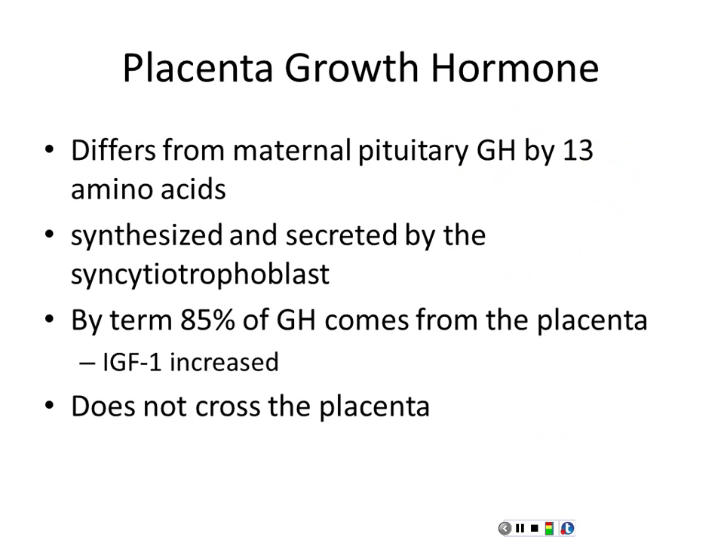So I mentioned before that the growth hormone levels remain stable during pregnancy, even though the anterior pituitary decreases the production of it, and this is because the placenta also produces growth hormone. It only differs from the maternal pituitary growth hormone by 13 amino acids, and it's synthesized and secreted by the syncytiotrophoblasts, and by term, 85% of all growth hormone comes from the placenta. Interestingly, even though the growth hormone remains stable in pregnancy, the insulin-like growth factor levels are increased during pregnancy. And placental growth hormone does not cross the placenta.